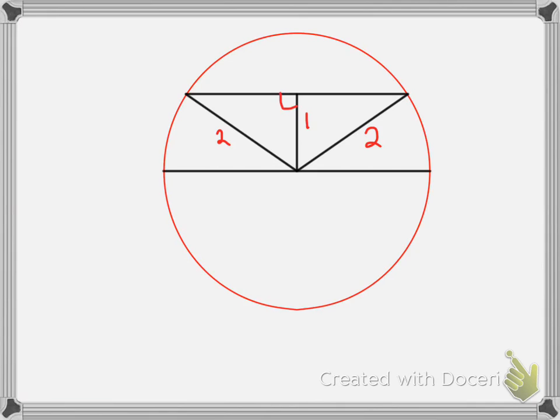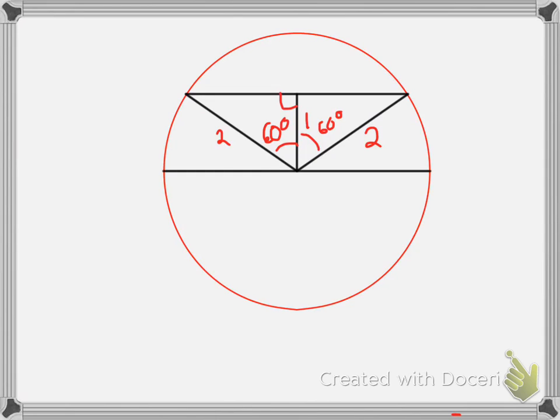The fact that this is a right triangle means that I can now figure out this angle. You should notice that the short side is 1 and the hypotenuse is 2. That's very important. That tells us that this is a 30, 60, 90 triangle. So this angle right here is 60 degrees. So is this one. Okay?